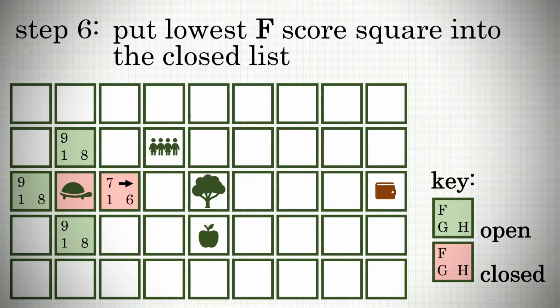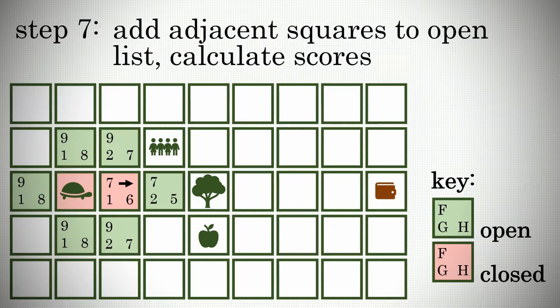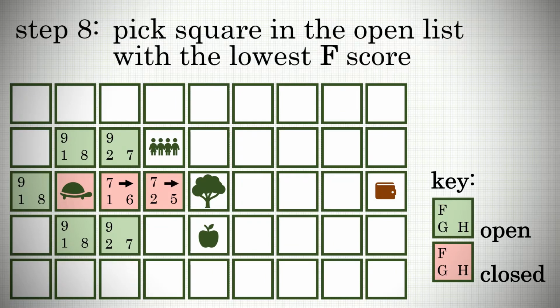You could think of it as Todd moving to square A, but since the closed list could run into a dead end, we won't do that yet. Besides, Todd has commitment issues. Now, we'll add squares that are adjacent to square A to the open list and calculate their scores. If an adjacent square was already in the open list, we'll just calculate its scores again. Then, we pick the square in the open list with the lowest F score and add it to the closed list. We'll call it square A.